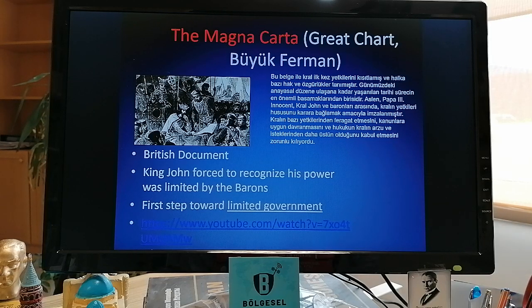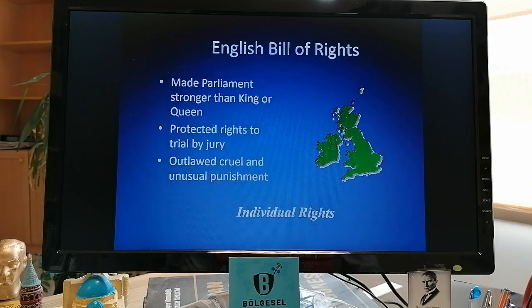The great charter that forced the king to give up some of his powers. It is a British document. As I said, King John, forced to recognize limits on his power, was checked by the barons, and that was the first step toward limited government. And I have a video. If you click the video, you can see the video about Magna Carta.